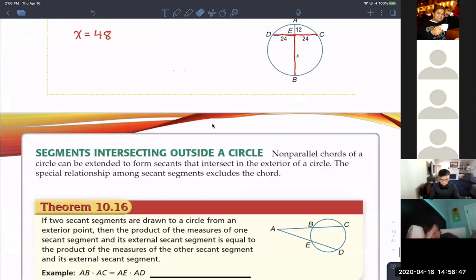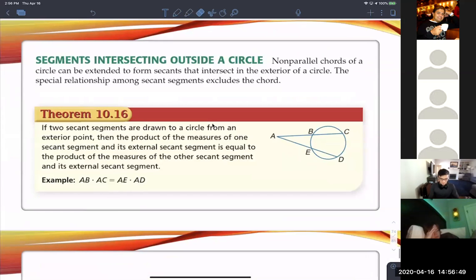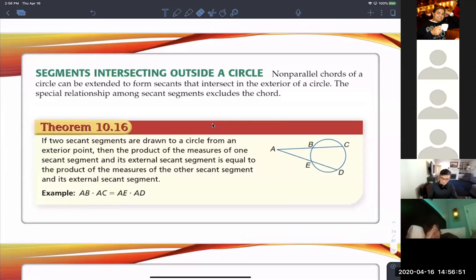Okay, so let's talk about this scenario. The first scenario was when we had the segments on the inside of the circle. Now we're talking about segments that are on the outside of the circle. So we know how to find the angle. This angle is 1/2 the difference of the big arc minus the small arc. But that's not what I need to find.